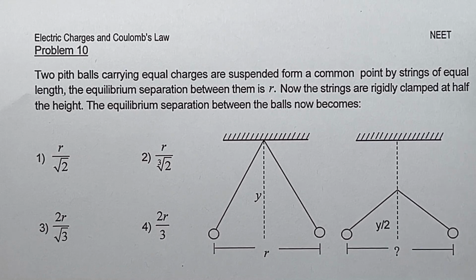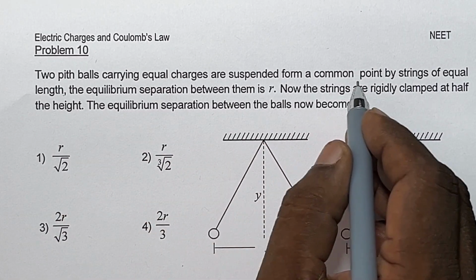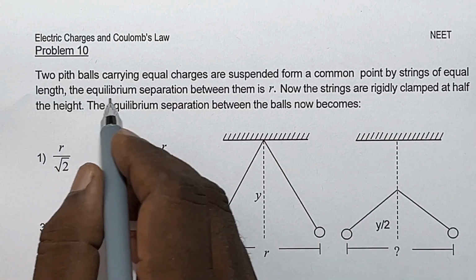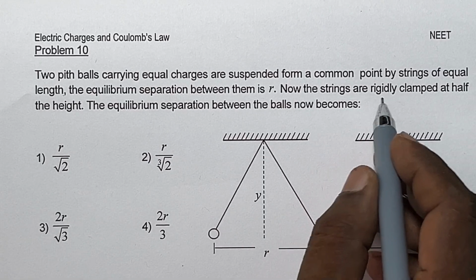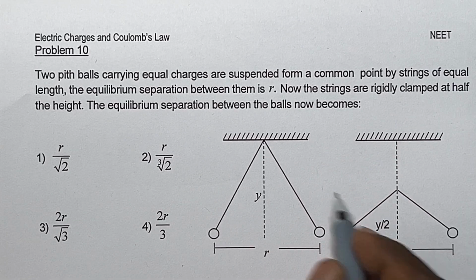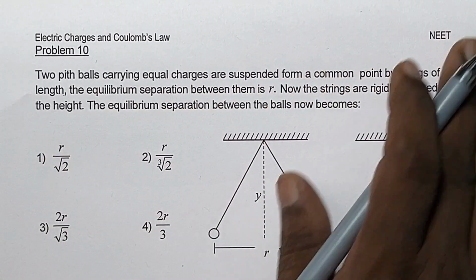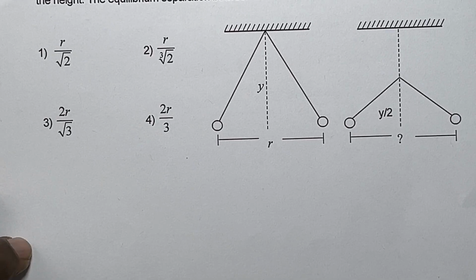In this problem, two pith balls carrying equal charges are suspended from a common point by strings of equal length. The equilibrium separation between them is r. Now the strings are rigidly clamped at half the length. The equilibrium separation between the balls now becomes? So let us solve this problem.